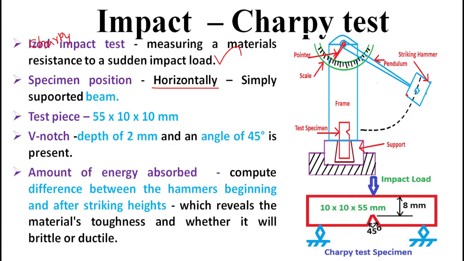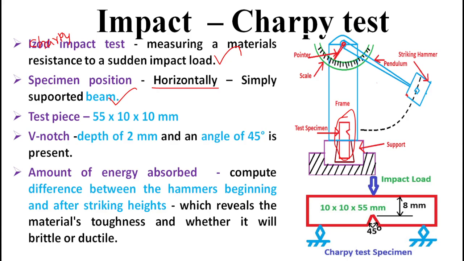It is the Izod specimen setup. This setup is the same for Izod and Charpy, but the position of the specimen will be different. Izod means a cantilever type position, while the Charpy test means a simply supported beam. It is in a horizontal position, a simply supported beam structure.